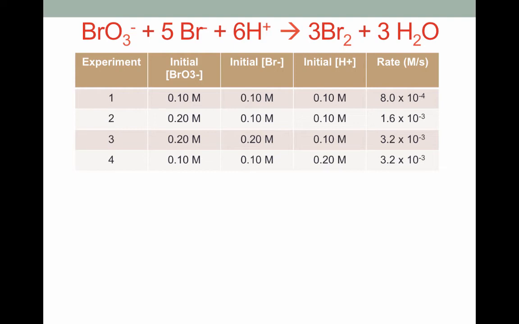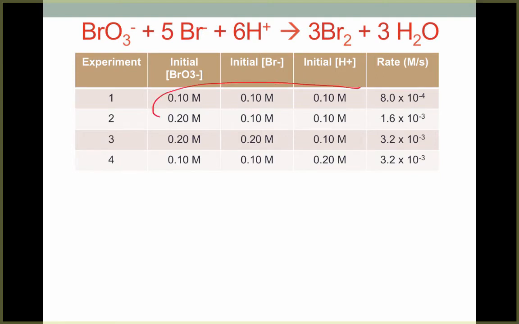For instance, if we look at trials 1 and 2, we see here that we varied BrO3- and held Br- and H+ constant. This allows us to see the result of varying BrO3- in a controlled experiment. Let's use this data to create our rate law following the steps we just learned.